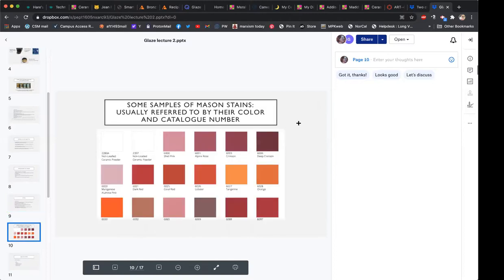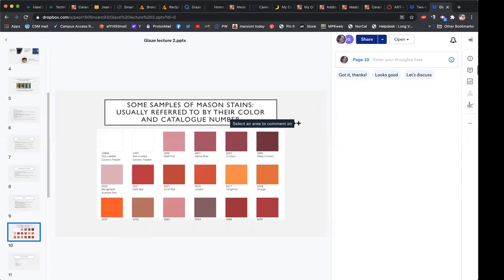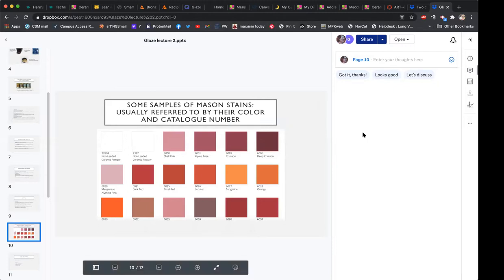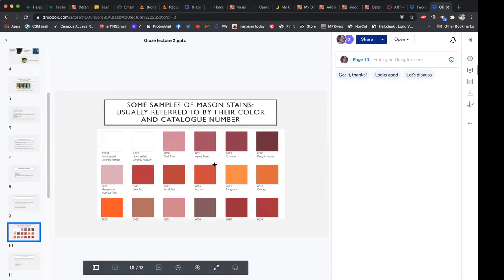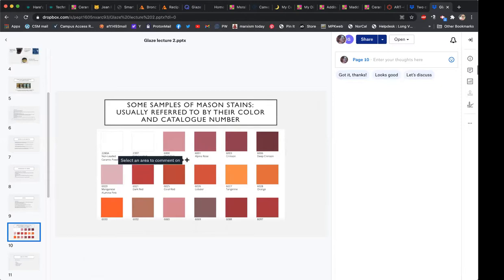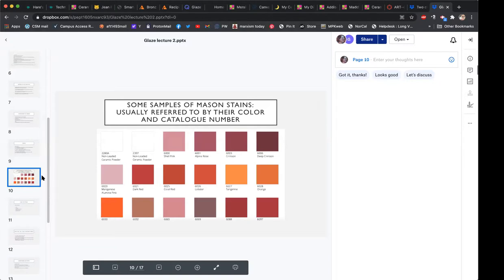So Mason stains are just generally the industry standard. It's not a technical term for anything. The brand is just called Mason, and there are about 95 of them. I just did a screen cap of their website here. It shows just a few of them, but they're usually referred to by their name and their catalog number. So if you were to order stain, you would just say you want Mason stain 6000, Shell Pink. They usually sell them in about a pound. So you get this dry powdered material if you want to buy raw stain.